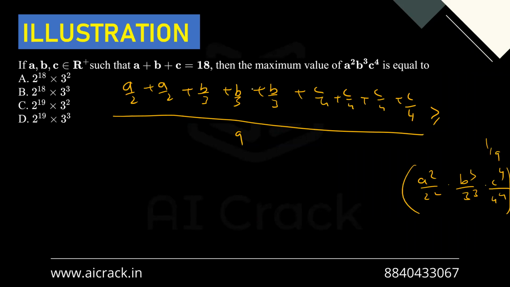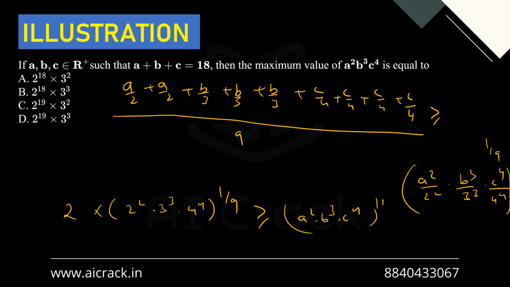Now on further solving, since this is 18, I'll be getting 2. And if I cross multiply this denominator from here towards the left hand side, I'll be getting (2 square times 3 cube times 4 to the power 4) raised to the power 1 by 9 greater than or equal to (A square times B cube times C to the power 4) raised to the power 1 by 9.